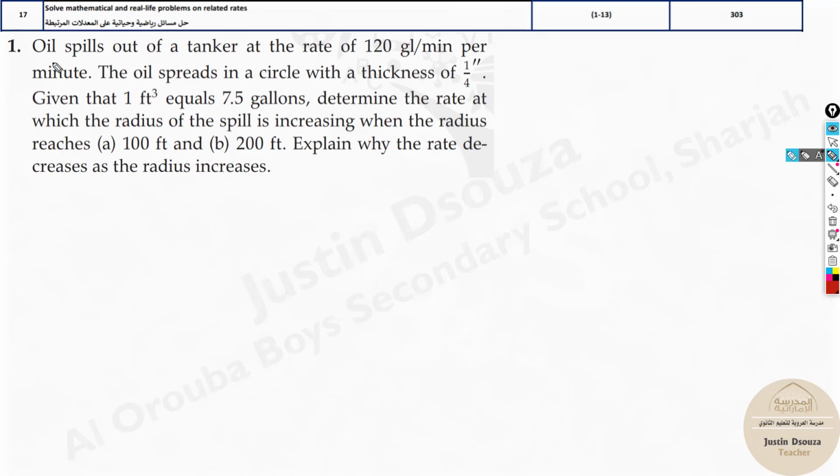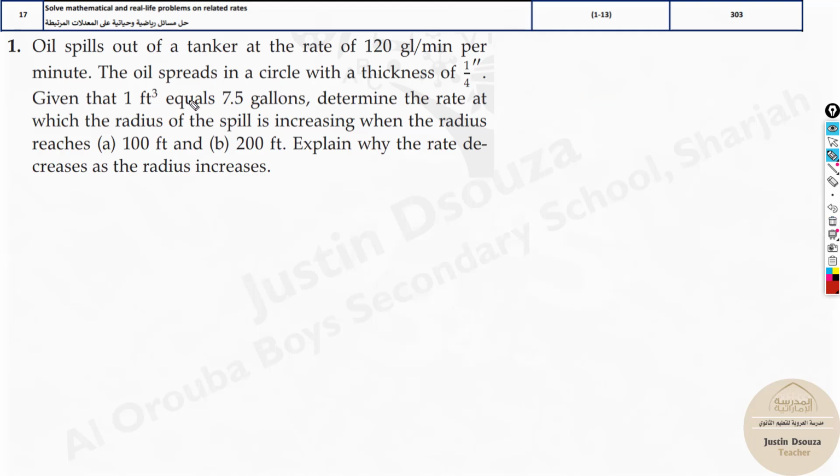Now, first thing, read the question, understand what they have asked you. Here they have told oil spills out of a tanker at the rate of 120 gallons per minute. The oil spreads in a circle with the thickness of 1/4 inches. Now remember here, whenever you have say 5 feet, it'll be given like this. 11 inches will be 2 dashes. Okay, 1 dash is feet, double dashes inches.